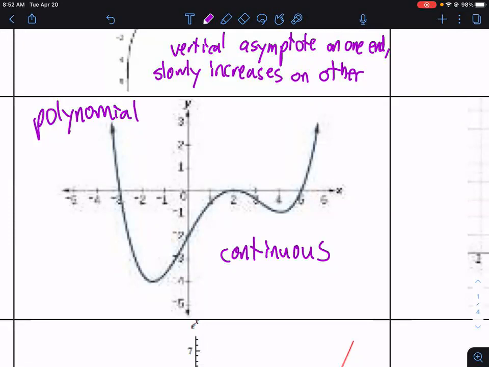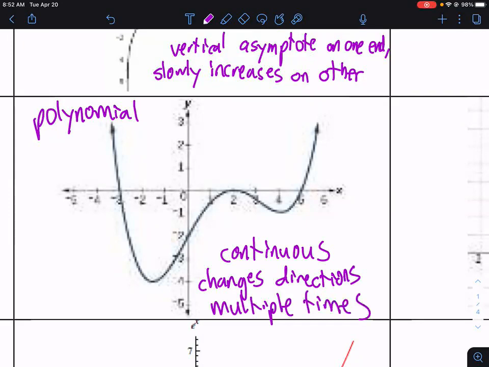And then I'll say it changes directions multiple times. Here it's going downward. It's decreasing, now it changes direction, now it's increasing, now it's decreasing again, now it's increasing again.